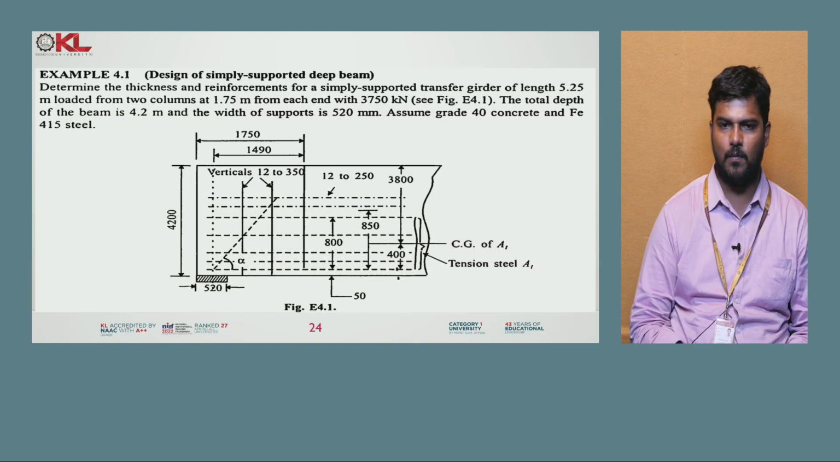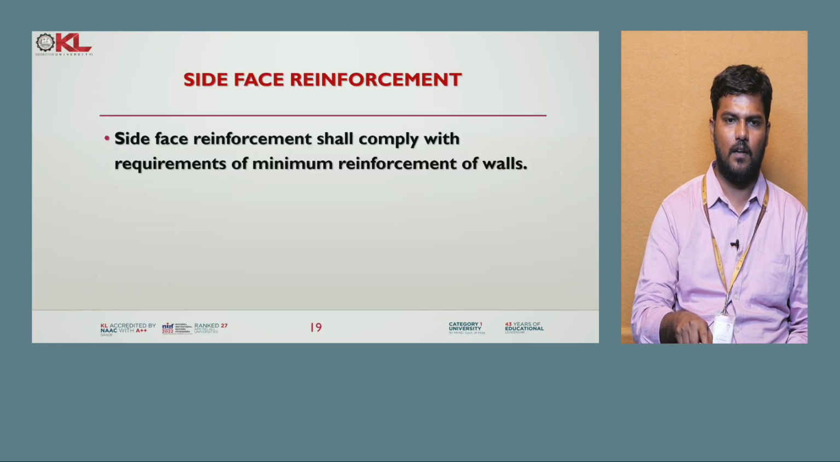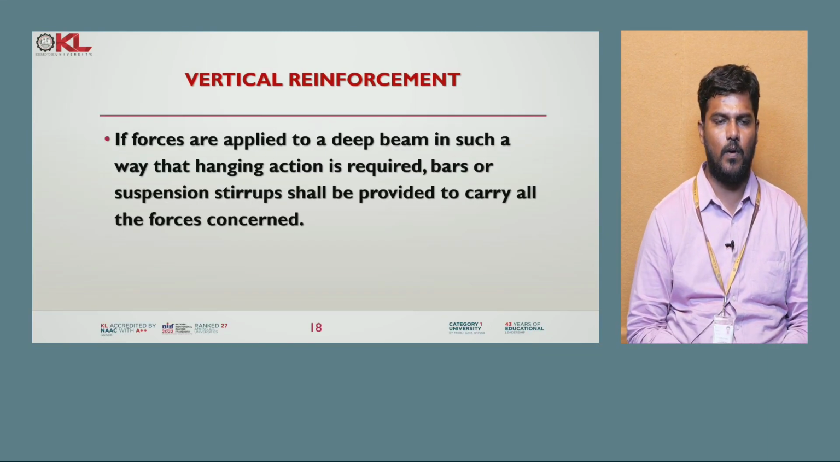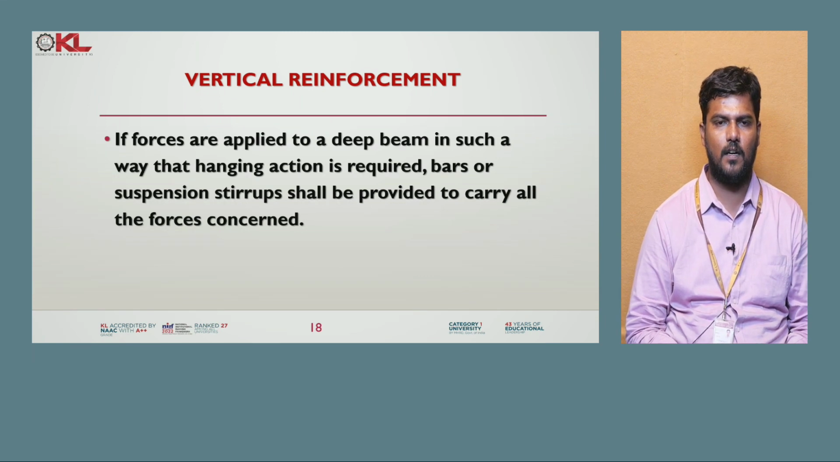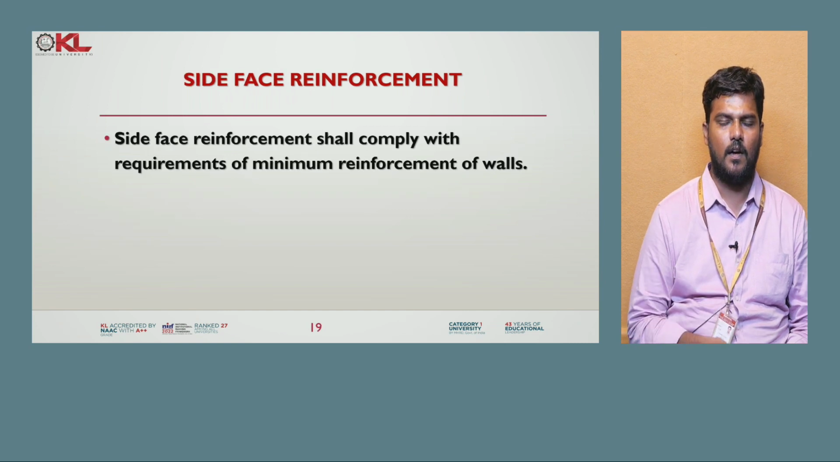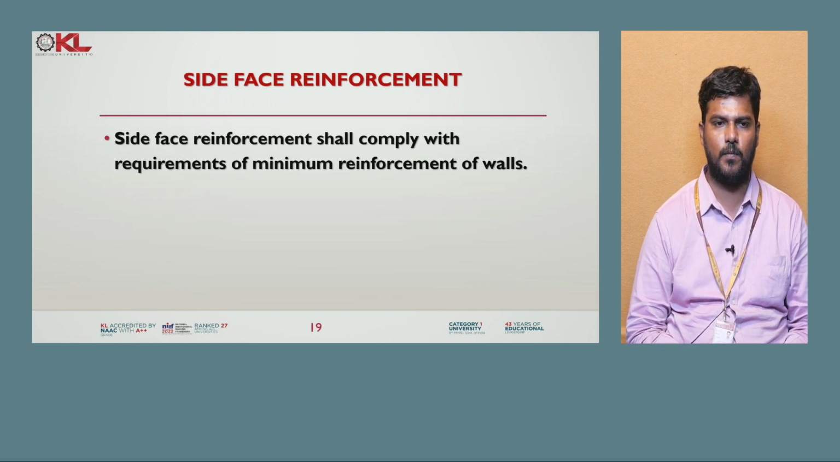So quickly, I am winding up the things. So coming to what is meant by vertical reinforcement: if the forces are applied to a beam in such a way that hanging action is required, bars or suspension stirrups shall be provided to carry the forces concerned. And coming to the side face reinforcement, side face reinforcement shall comply with the requirements of minimum reinforcement of walls.